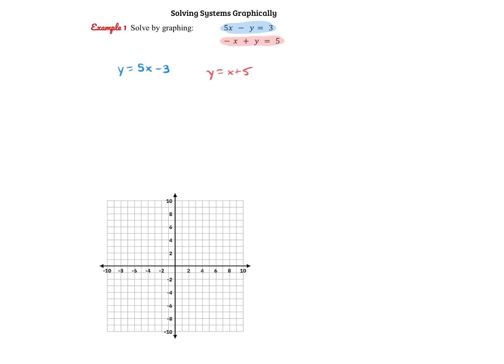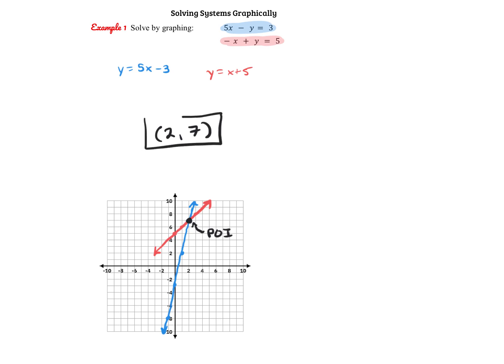So for the first one, my y-intercept is -3 and my slope is 5. Then for my second equation, my y-intercept is 5 and my slope is 1. So really you just need to continue that on far enough for the two lines to intersect. And then again, our solution is that point of intersection right here. So we're actually going to write our solution as a coordinate, and that coordinate is 2, 7.